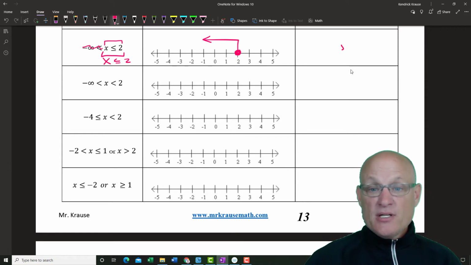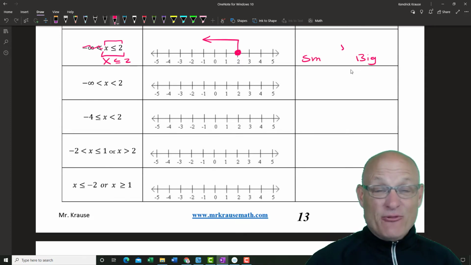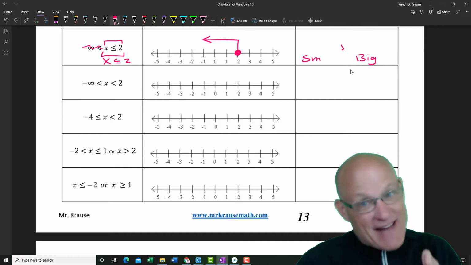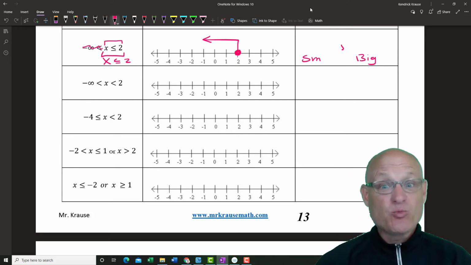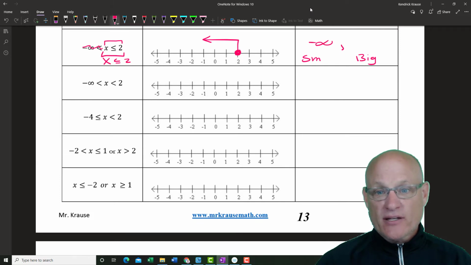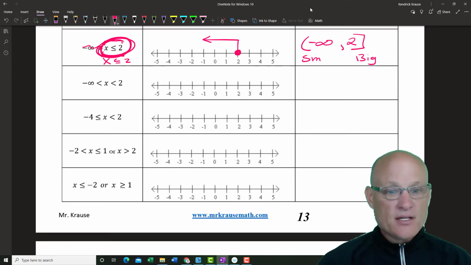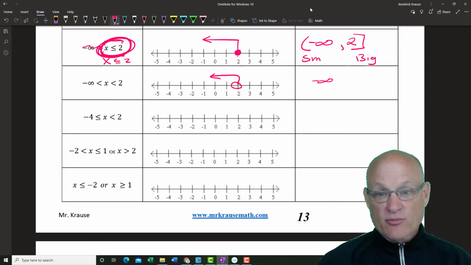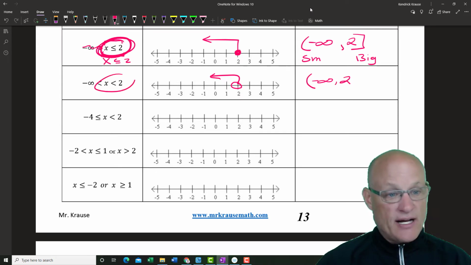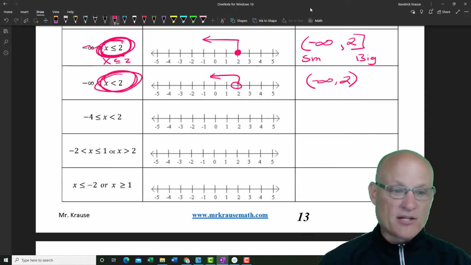So again, small number on the left, big number on the right. Now, negative infinity is the smallest number there is. Negative infinity can never go on the right because it's small. It's really small. So negative infinity always has to go on the left and put a parenthesis. We're going to put a 2 here, and because we had an equal to, we have to put a bracket. And this is going to be the same thing, but just with an open circle. And now negative infinity on the left, small number on the left, big number on the right. You can never equal infinity or negative infinity, and because we do not have an equal to here, it's a parenthesis. All right, let's take a look at a couple of different ones.